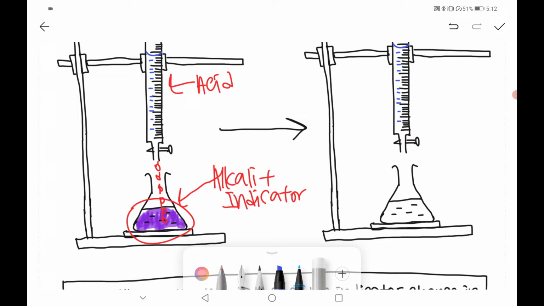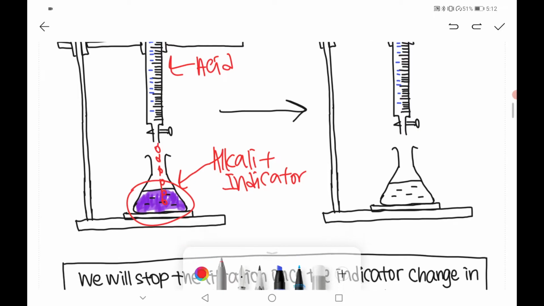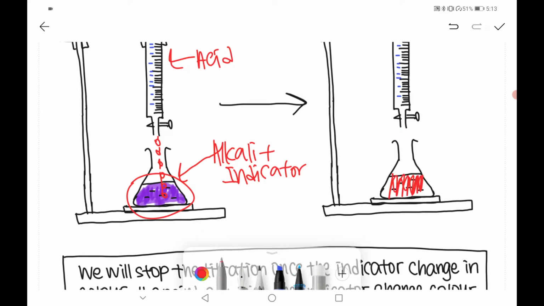So let me show you like this. Let's say initially there is color inside. You open the tap here, you let the acid go in. Once the indicator changes color, then you stop the tap. Don't add the liquid anymore because the titration is already completed. So this is why we need an indicator. When there is a color change on the indicator, it means the titration process has ended. This is why we need to add indicator in the titration experiment.